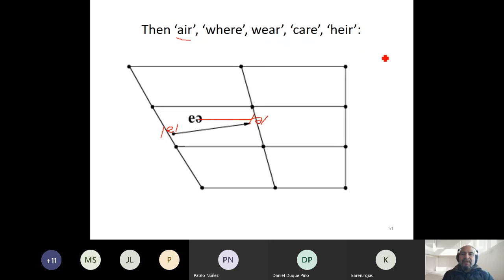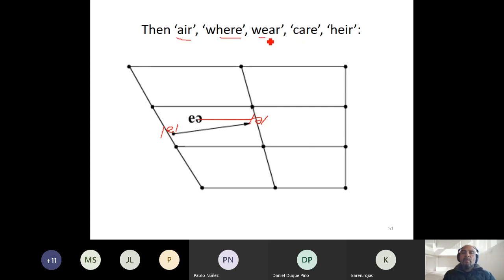In General American, probably you would have this as air, where, care, hair, right? So you would have a monophthong in General American, whereas in received pronunciation, probably you would find a diphthong, right? You can try it on your own.